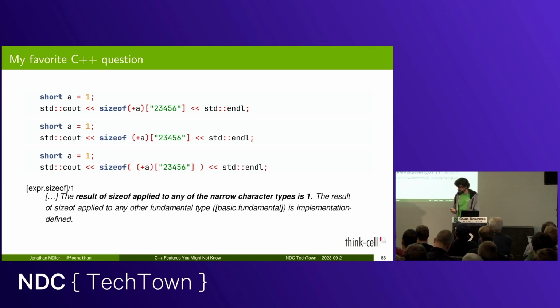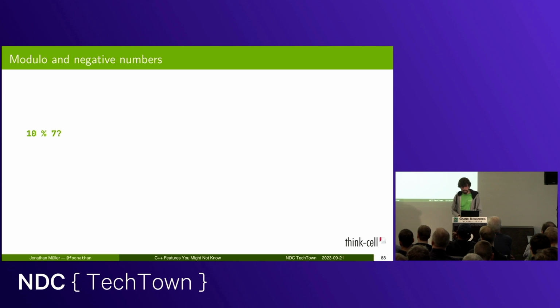Okay, I've got a bit of time left, so I will annoy you with something that I'm really annoyed by. Sorry about that, I just need to get it out of my system. What is 10 modulo 7? 3. Okay. What is 10 modulo 9 minus 7?